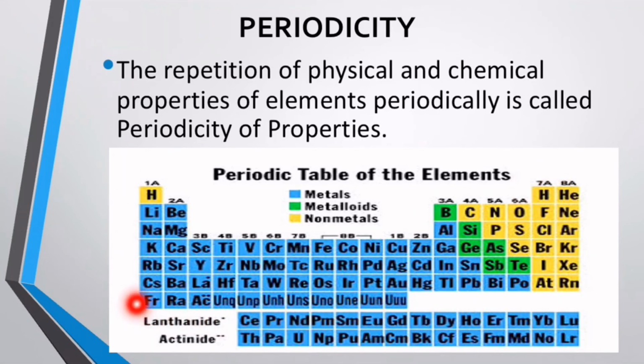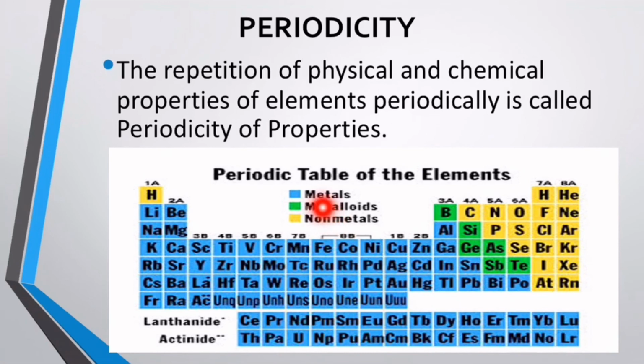Then on the left hand side, group 1A, from hydrogen till francium: hydrogen, lithium, sodium, potassium, rubidium, cesium, francium. These elements are arranged in group 1A because these having repetitive properties show similar reaction with water. Also, their outermost shell has the same number of electrons. That's why they are arranged like this in group 1A.